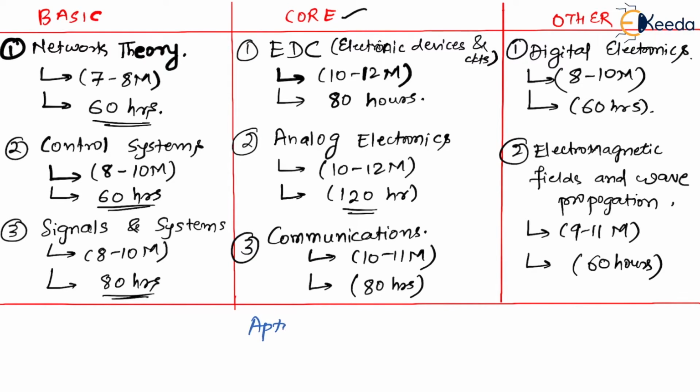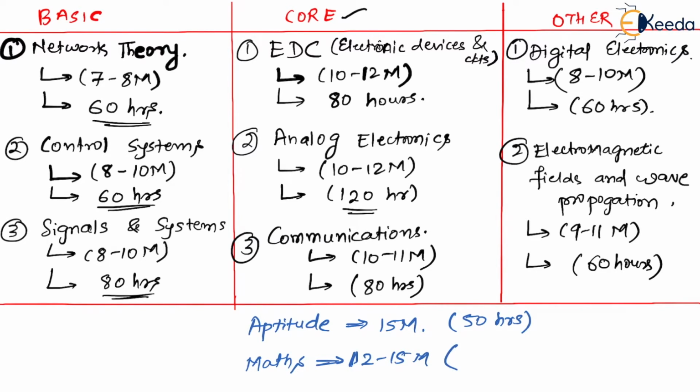Now apart from these subjects, you are going to have some non-technical subjects also, like aptitude and mathematics. Aptitude comes for 15 marks, and the time required to complete aptitude will be somewhere around 50 hours. 50 hours is sufficient to complete the aptitude for GATE. Then next is maths. Maths comes for around 12 to 15 marks, and the time required to complete mathematics is around 100 hours. So in totality they are taking 150 hours. We will talk about when to prepare them and how to prepare them in detail in the next session.